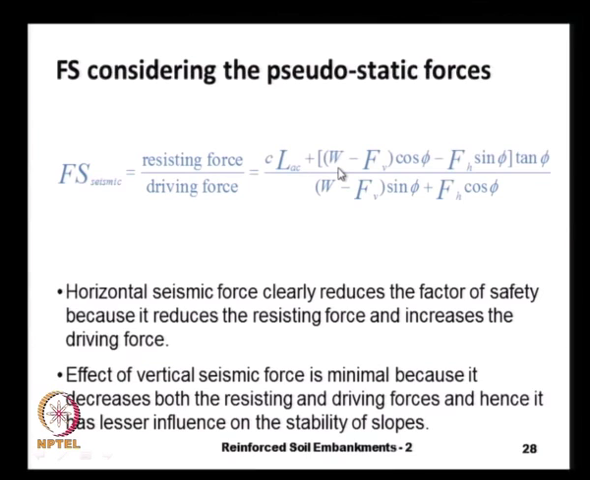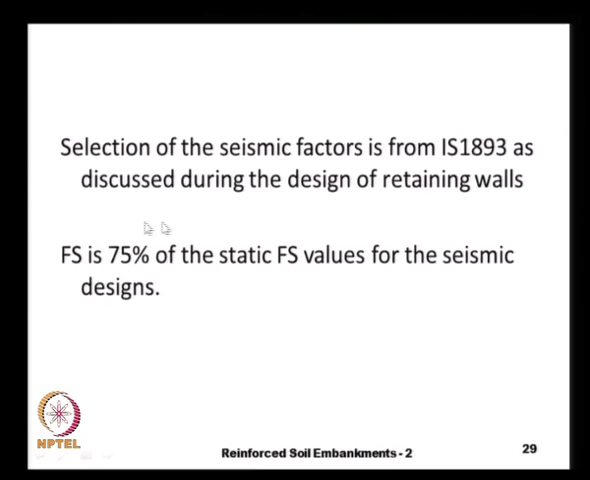Or if you assume that the vertical force is acting down, it becomes W plus Fv in the numerator and W plus Fv in the denominator. So, the effect of Fv is very minimal, whereas the effect of Fh is quite significant. And how do we select the Kh and Kv? Once again we can go back to our IS 1893, the code of practice for design of the seismic resistance of buildings, and we have already seen how to apply it for the design of retaining walls.